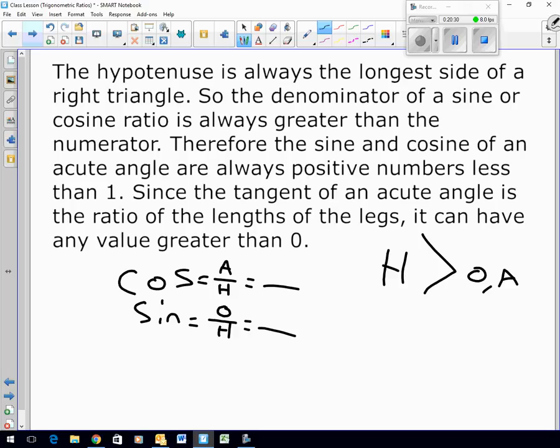The sine and cosine of an acute angle are always positive numbers less than 1. Since the tangent of an acute angle is the ratio of the lengths of the legs, it can have any value greater than 0, okay? There's going to be this mixed bag of things that start coming into play. One of the things you need to know, if you're dealing with sine or cosine, you're always going to have a decimal less than 1, bigger than 0. Everybody with me? Always a decimal less than 1, bigger than 0.